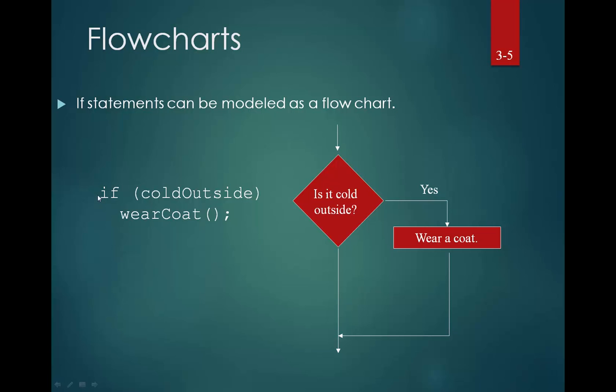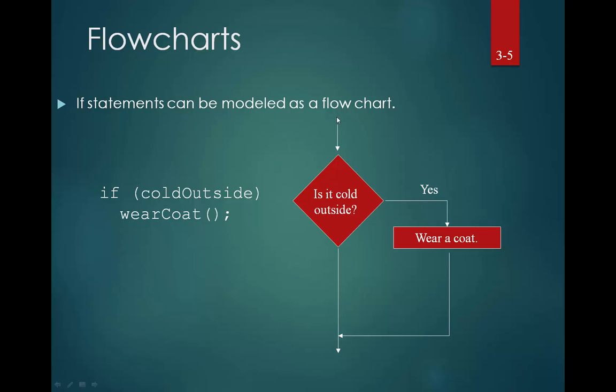So let's compare them here. This one says if, and then we check the condition coldOutside, and if this is true, it's going to execute the statement wearCoat. So that's what this Java code does. If coldOutside is true, then wearCoat. So we can imagine that coldOutside must be a Boolean variable, and wearCoat is a method of our class. So if coldOutside is true, we are going to execute wearCoat.